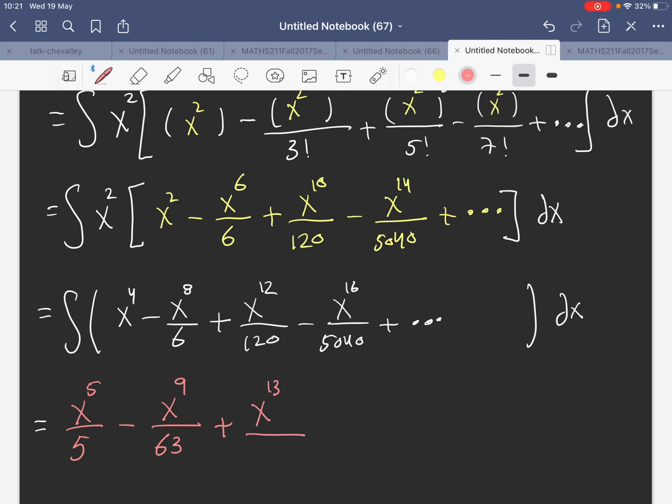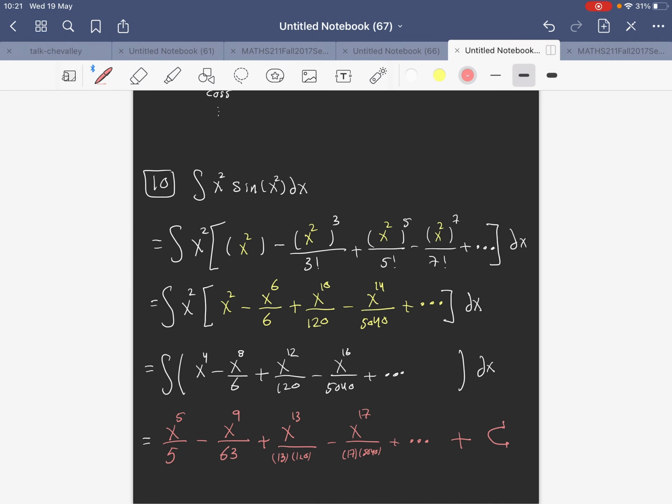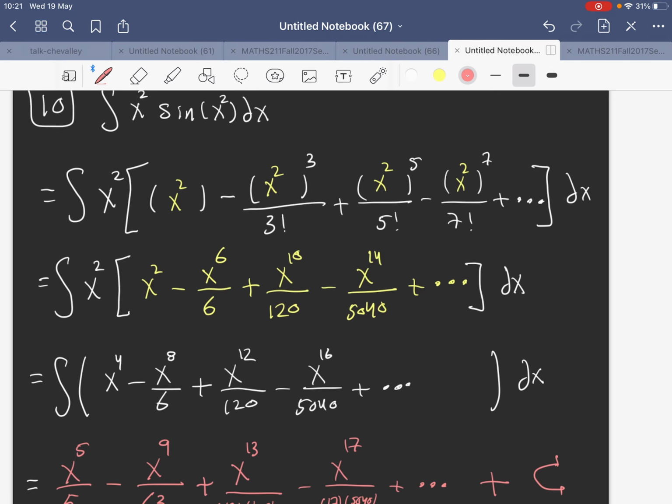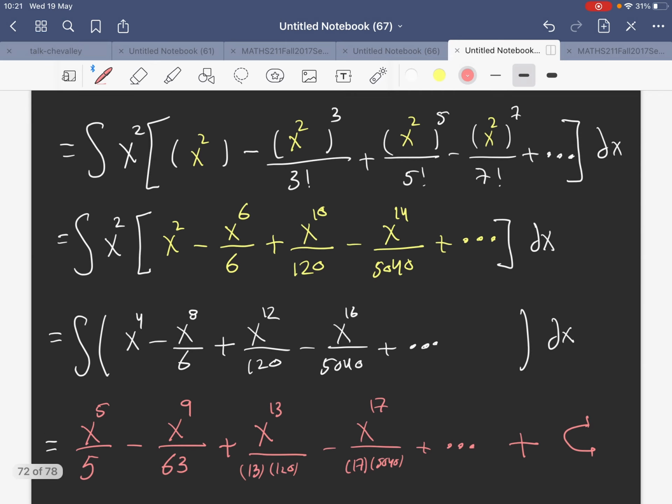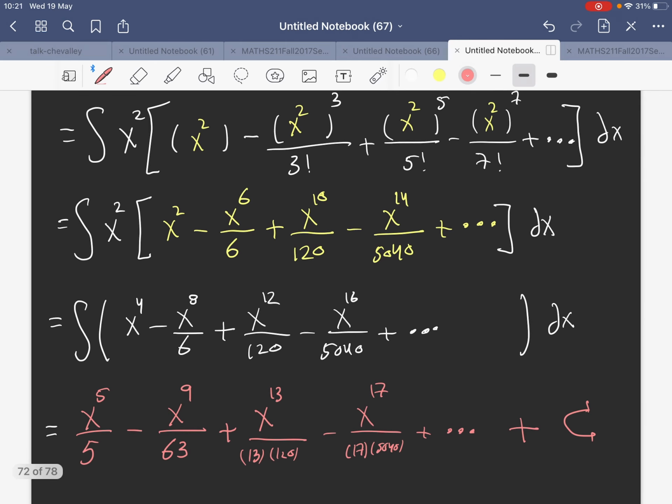x^13 over, we have to multiply 120 by 13, whatever this number is. Just do it and simplify it here. Minus x^17 over 17 times 5040, and so on. At the end, remember we have the constant because we do the integration. That's how we do the integration using the Maclaurin series. Nothing more, nothing less. Everything should be the same.